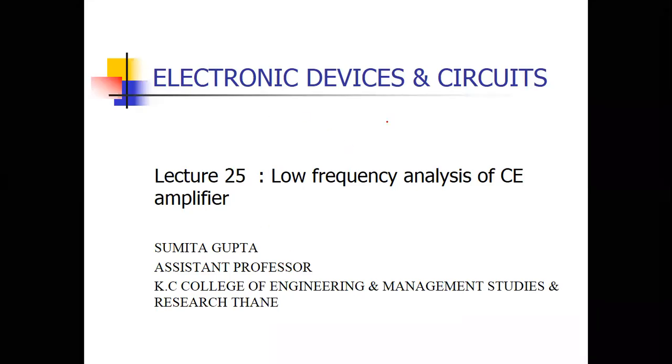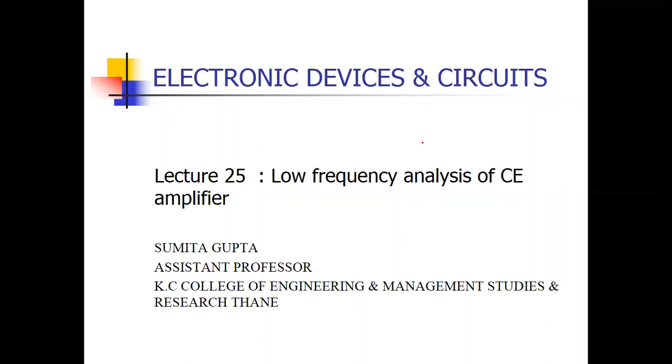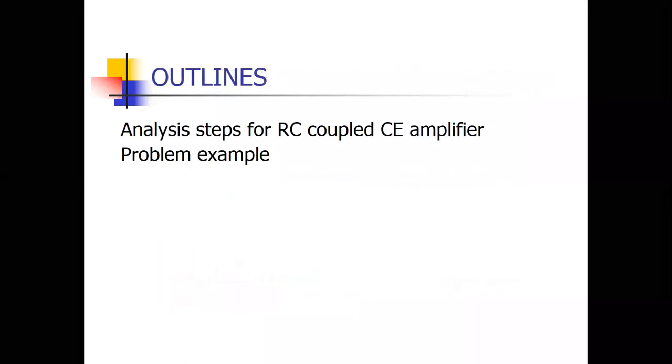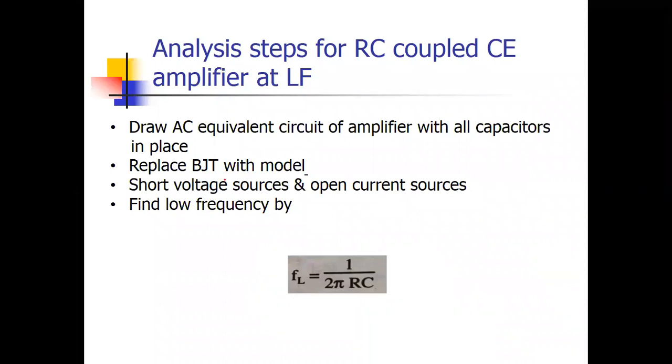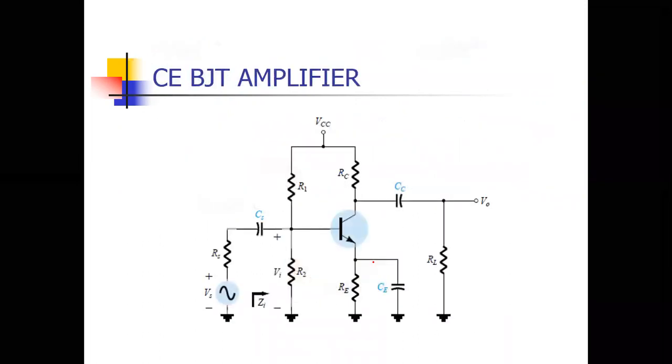Welcome you all to my 25th lecture of Electronic Devices and Circuits, that is, low frequency analysis of common emitter amplifier. These are the analysis steps. First you have to draw the AC equivalent circuit, then replace the BJT with its model, then short voltage sources, open current sources, and find out the frequency by f equals 1 upon 2 pi R into C.